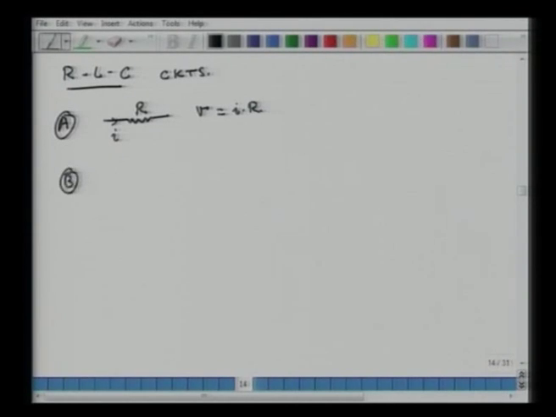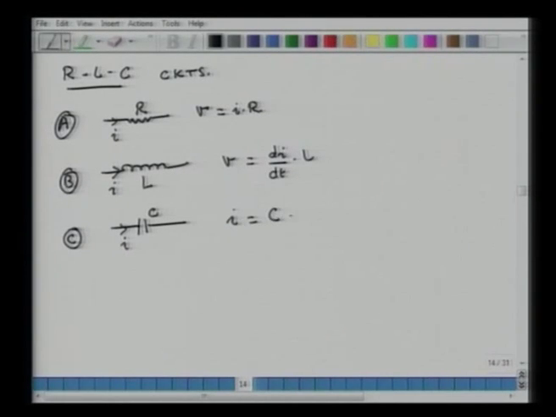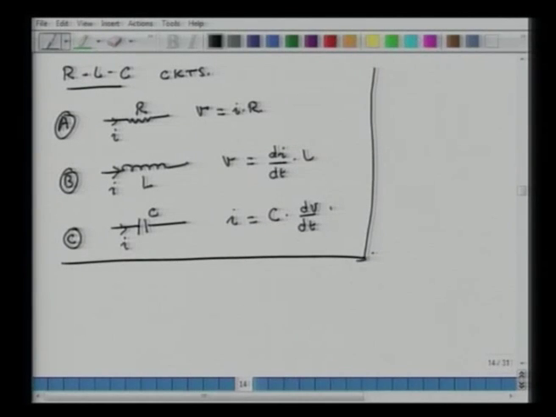Similarly, if I have an inductor of value L and there's a current going through it, I, then voltage is the rate of change of current, di/dt, times L. And then finally, if I have a capacitance, I is the current going through the capacitance of value C, then the current and voltage are related such that current equals capacitance times rate of change of voltage. So these are the three basic elements in electrical circuits, which we will be using a lot in acoustics.